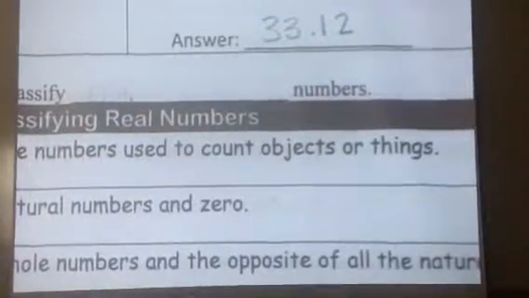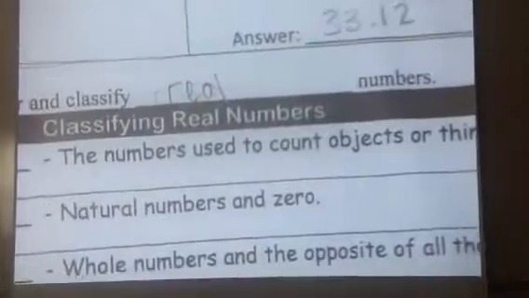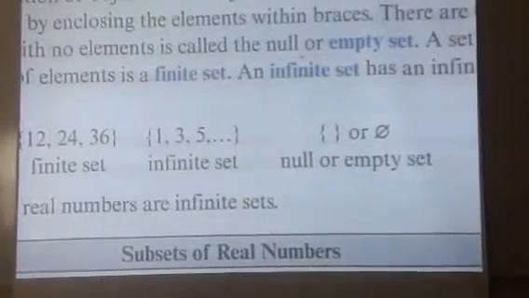Alright, we are on lesson 1. Our objective for today says I will be able to order and classify real numbers. I will be able to order and classify real numbers. Before we start, there's a little bit of information in the book that you need to know about.